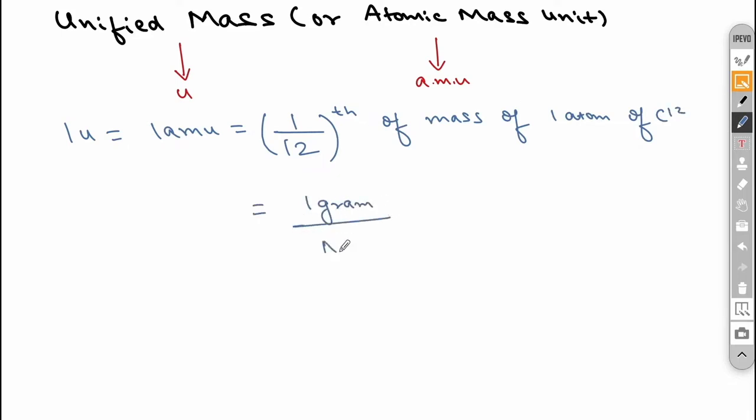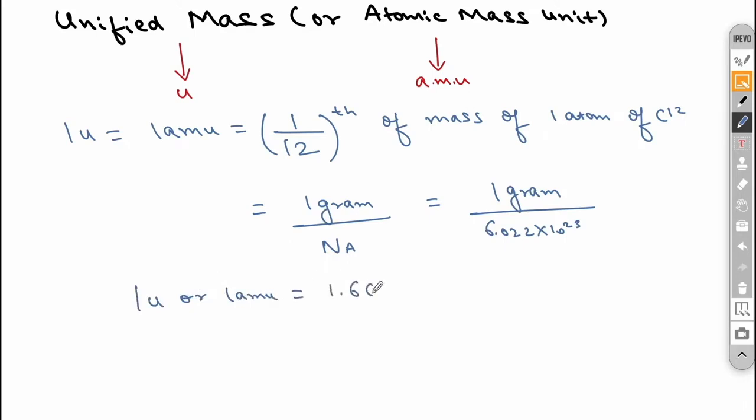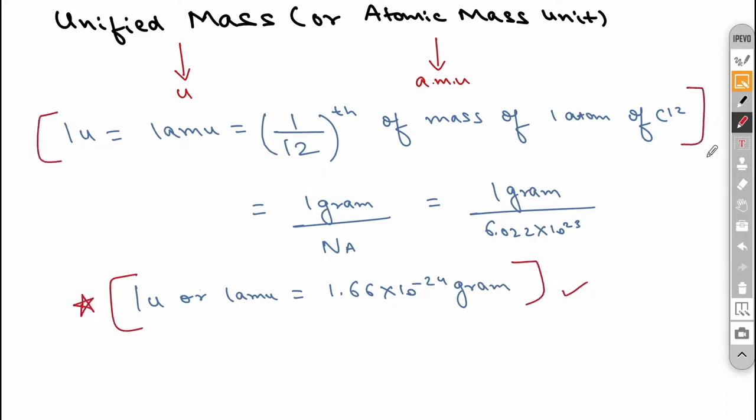This can also be written as 1 gram divided by Na, 6.022 into 10 raised to power 23. This is the value of Na, Avogadro number. On further solving, 1 U or 1 AMU will come out to be 1.66 into 10 raised to power minus 24 gram. So just remember this simple value. Wherever you have to convert unified mass into grams, we'll simply use this value. So if you know the definition, you can simply get this value.